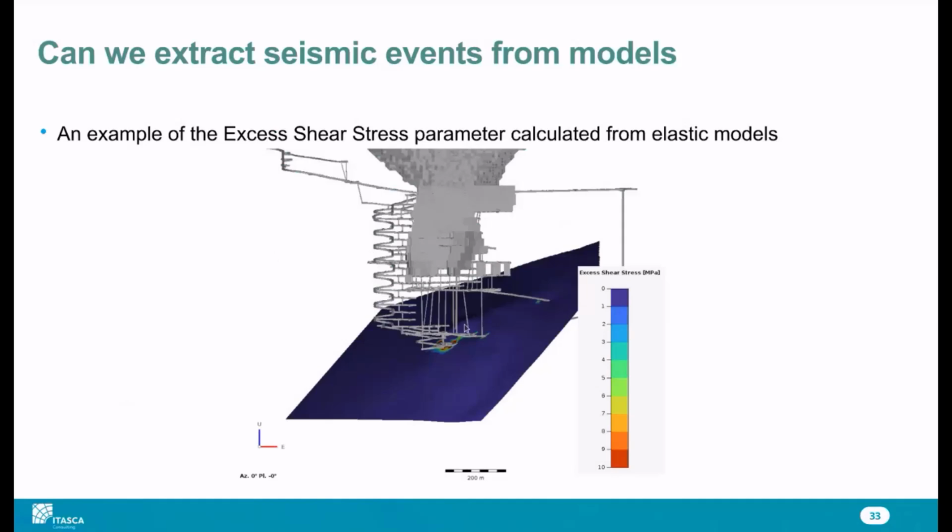So this is just some examples. This is for a mine. There's an area of positive ESS. What people usually do is look at the seismicity in this area and say, oh yes, there's a correlation. There are seismic events in this area. We've got positive ESS. My model's calibrated. My model predicted that seismic event.